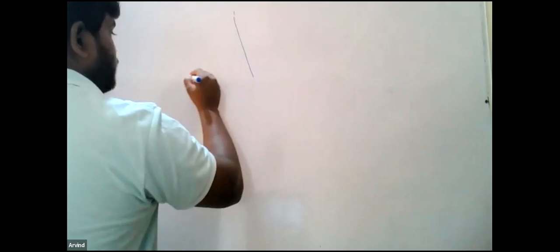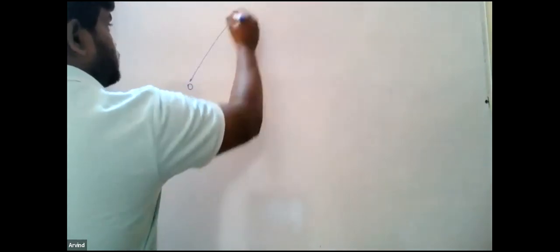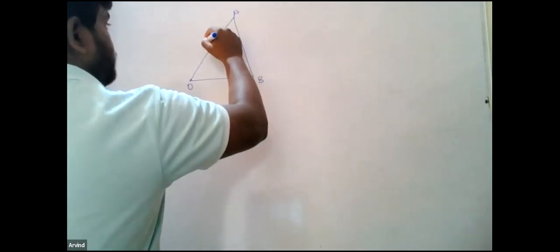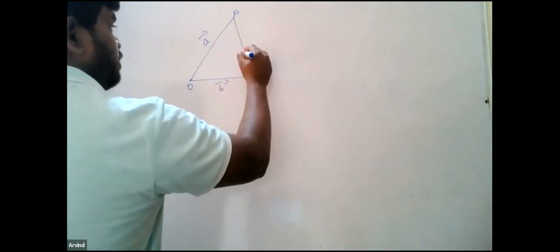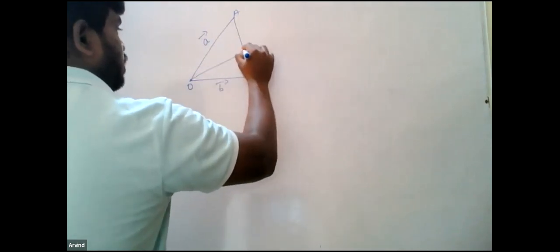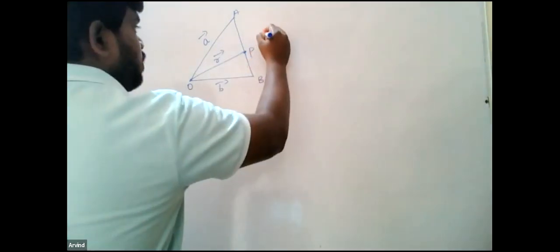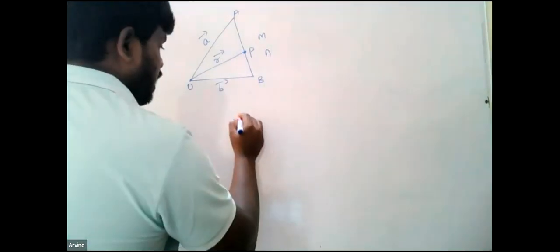What is the formula? What will be the formula? You remember the formula? Suppose you take A and B from the origin. Let's say this is vector A and this is vector B, and there is some point P with position vector R. This point is dividing the line in the ratio m:n. If this is the case, what will be the position vector? R is equal to what?